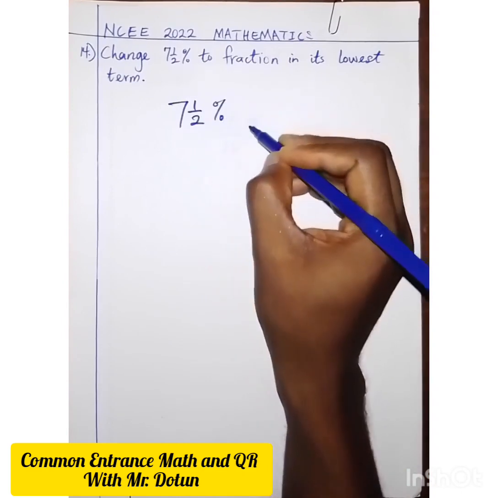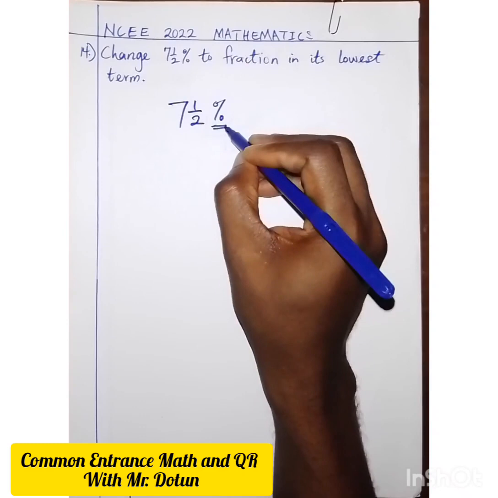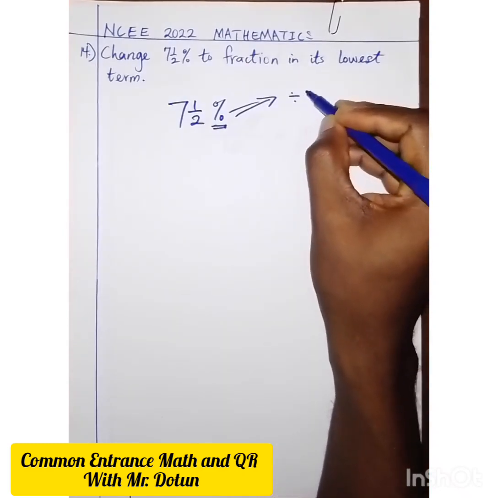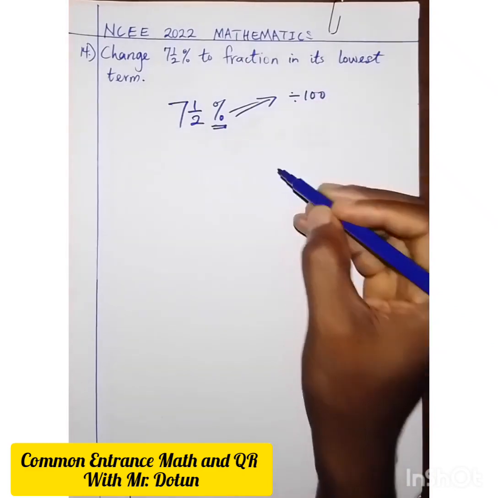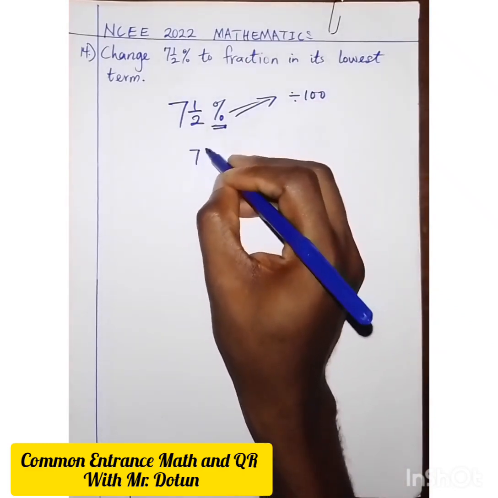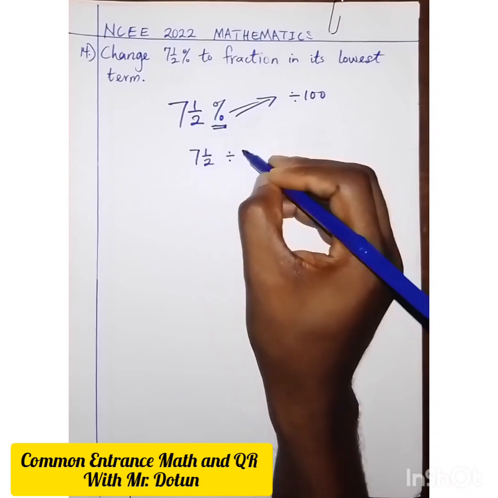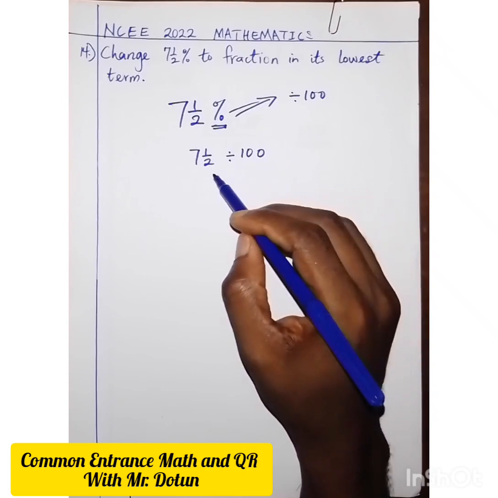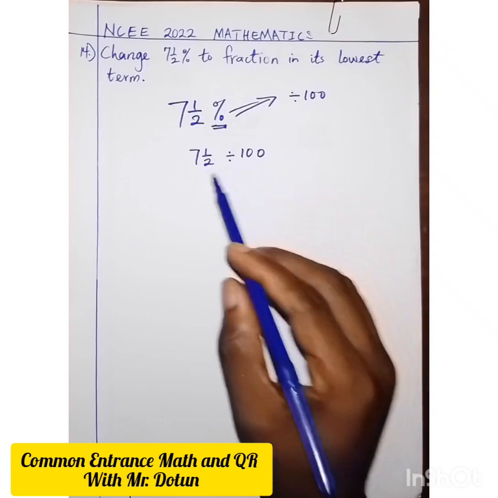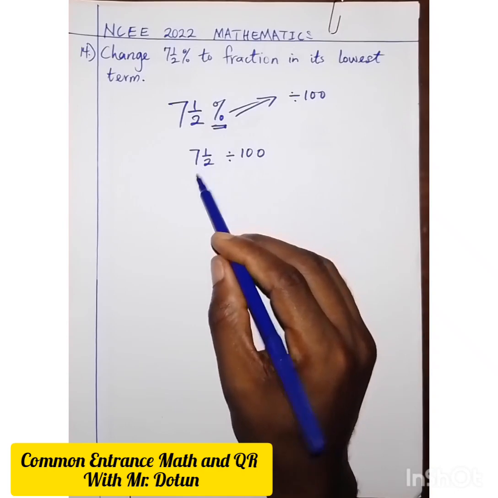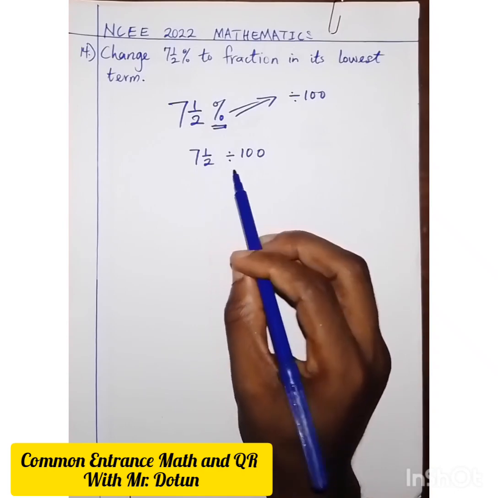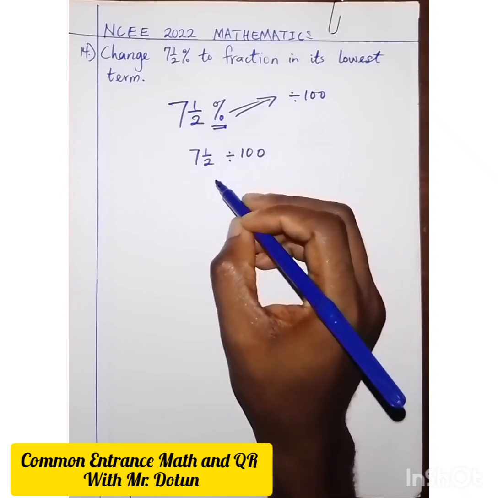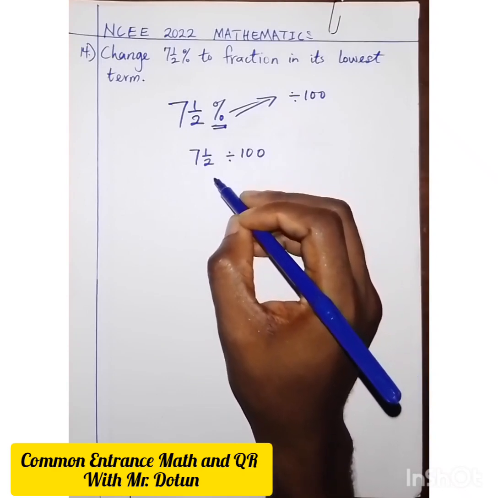7 1/2%. Okay, we know that anytime we see this symbol, remember, it means divided by 100. So let's write that. So this is 7 1/2 divided by 100. For us to simplify this, we have to convert this to an improper fraction. We've done that in one of the questions earlier, so you can go back and check.